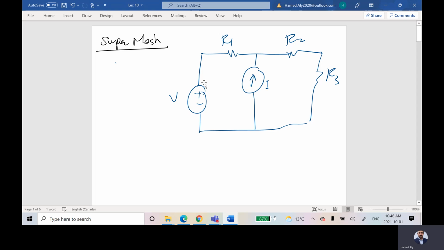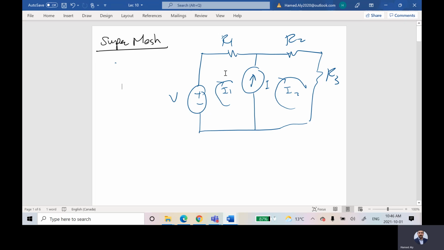I'm going to say summation, the voltage for this mesh is equal to zero. Summation, the voltage for this mesh is equal to zero. Am I right? And I'm going to assume current here. Its name is I1. And I'm going to assume current in this guy. Its name is I2. Then, if you would like to say summation, the voltage here is equal to zero, I have this voltage. I have this voltage. What about this guy? Do we have this voltage? So what should I do?